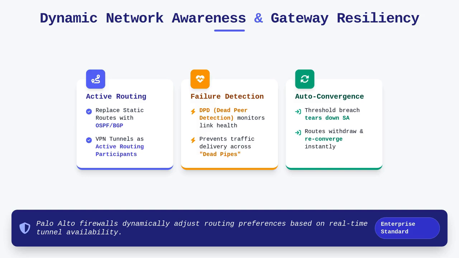By advertising specific subnets through these tunnels, the Palo Alto firewall can dynamically adjust its routing preferences if a path becomes unavailable. Dead peer detection, or DPD, serves as our primary mechanism for detecting link failure at the tunnel level, ensuring that the control plane does not continue to attempt traffic delivery across a dead pipe. When DPD thresholds are reached, the SA association is torn down, triggering the routing protocol to withdraw the route and reconverge on an alternative path.